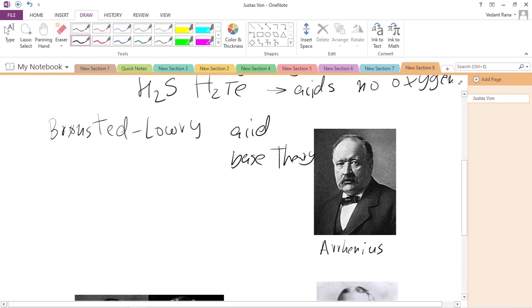So before delving into that theory, I'll tell you guys a bit about Arrhenius. He wrote up his ideas on acids dissociating in water as part of his thesis when he was at which university? He was at Stockholm University. I might be wrong, but I think this was the university. So he wrote up his ideas on acids when he was at this university as a part of his thesis.